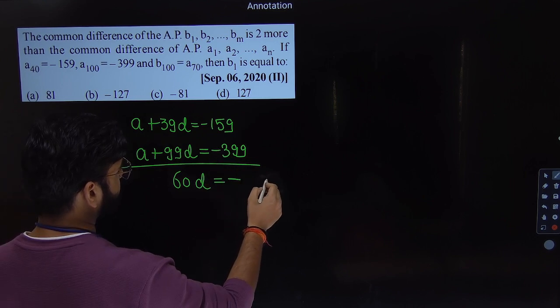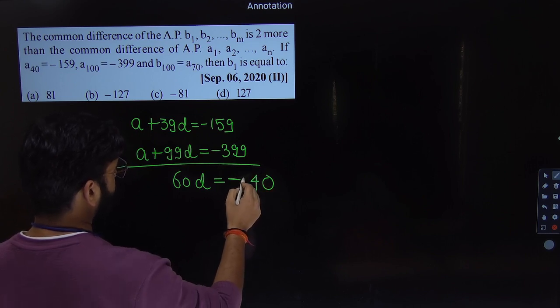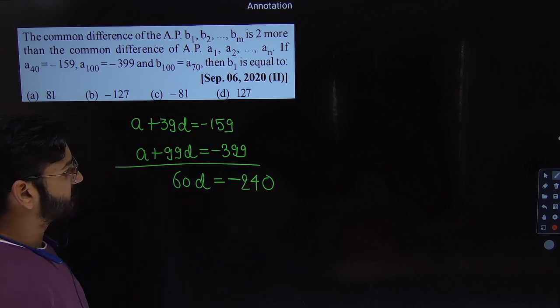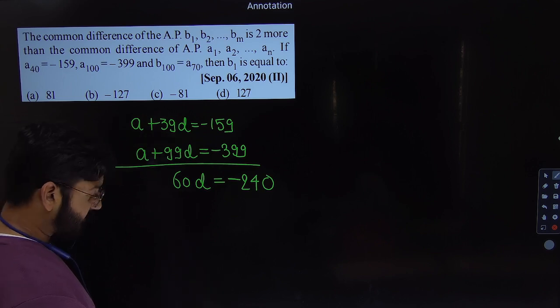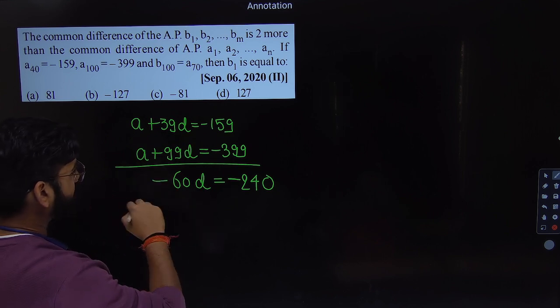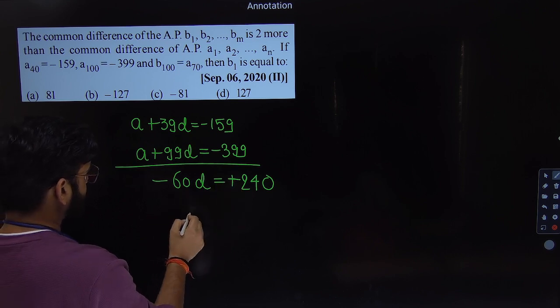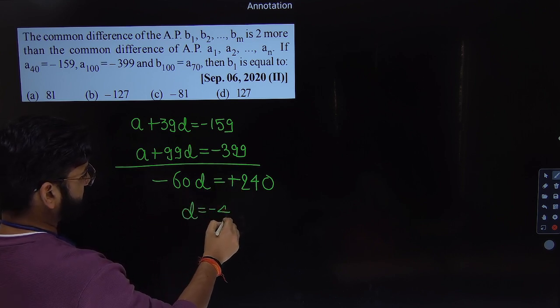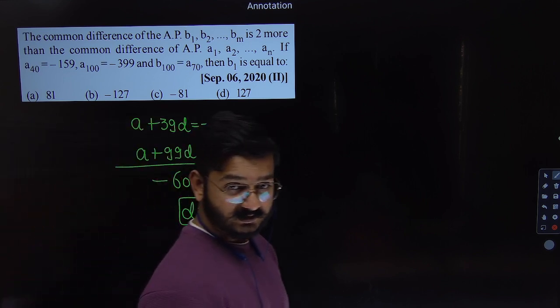9 minus 9 is 0, 9 minus 5 is 4, 3 minus 1 is 2. Is it correct? No, sir. No? What is wrong in that? Sir, you should add, sir, add 159 and 399. So D is how much? Minus 4? Is D coming minus 4?